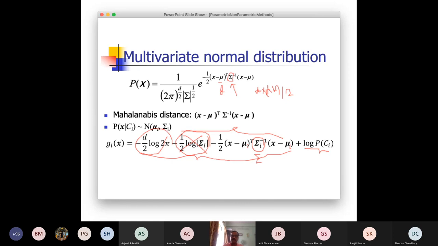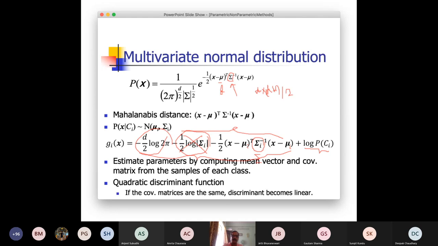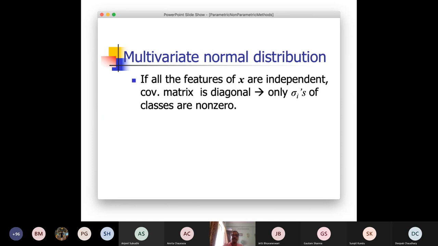So certain simplifications are also here, which I would like to show. As I just mentioned, the parameters are estimated by computing the mean vector and covariance matrix. The discriminant function is quadratic here. And if the covariance matrices are the same, as I was mentioning, the discriminant becomes linear, right? And if all the features of X are independent, then what happens? Your covariance matrix becomes diagonal. That means the covariance of two different random variables becomes 0 if they're independent, right? Because you can prove that the expectation of their product is the same as the product of their expectations. So your covariance becomes 0.